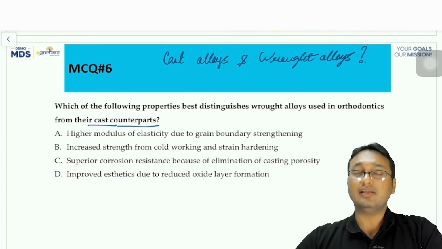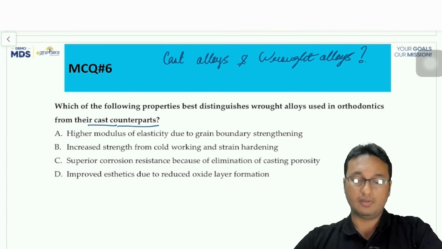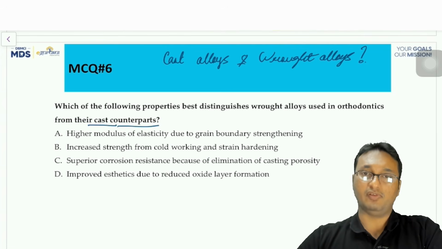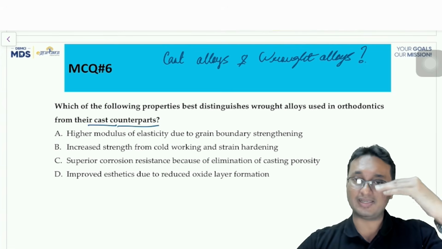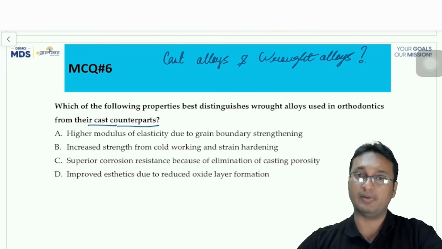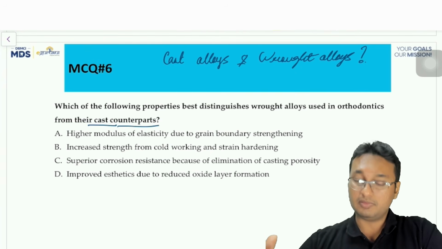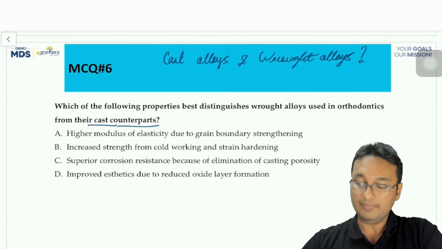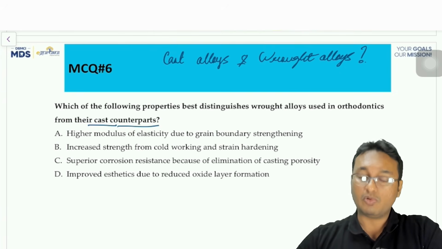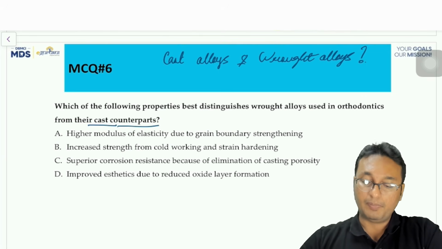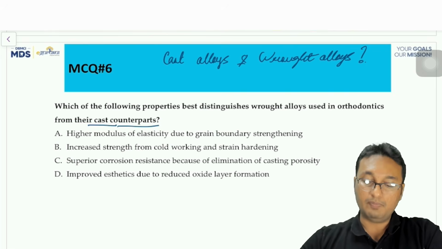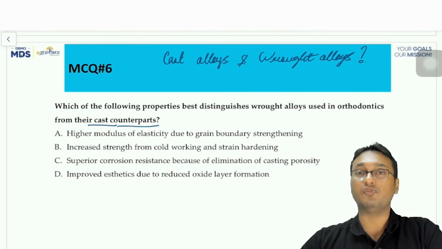Basically, the chemical composition is the same for both cast alloys and wrought alloys, but the physical properties are different. The wrought alloys are a little better in terms of physical properties as compared to cast alloys. And that is possible by, okay, let's look at the options. Higher modulus of elasticity due to grain boundary strengthening, increased strength from cold working and strain hardening, superior corrosion resistance because of elimination of casting porosity, and improved aesthetics due to reduced oxide layer formation.